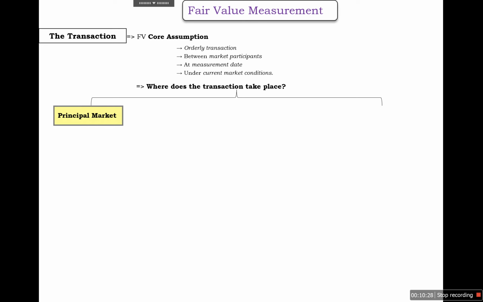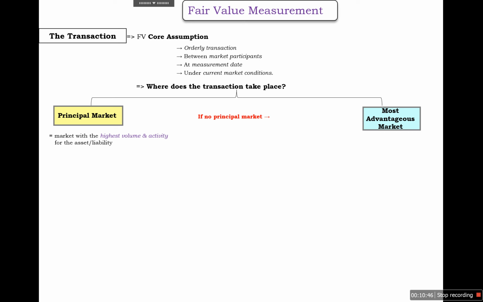So when this transaction is happening, where does the transaction take place? There can be two types of market. One is the principal market, and the principal market is where the highest volume and activity for the asset or liability occurs. And if there is no principal market, then we need to find out the most advantageous market for valuation of the assets and liabilities.